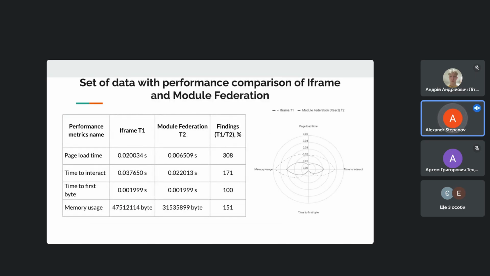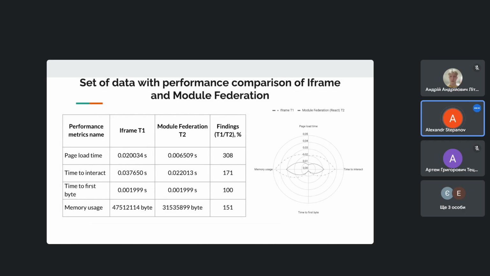That's the first result comparing iframe and module federation. Based on this result, we can say that overall each approach has distinct advantages and disadvantages depending on the specific use case. Micro frontends built with iframe offer complete isolation, but may suffer from performance issues, because module federation is more performant in this type of parameters that we compare.